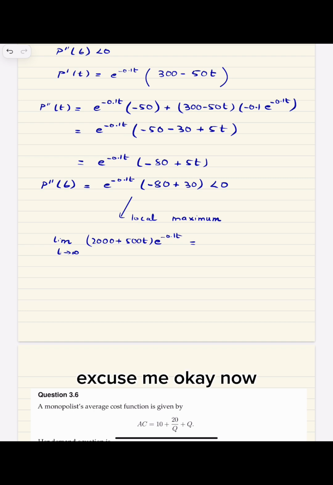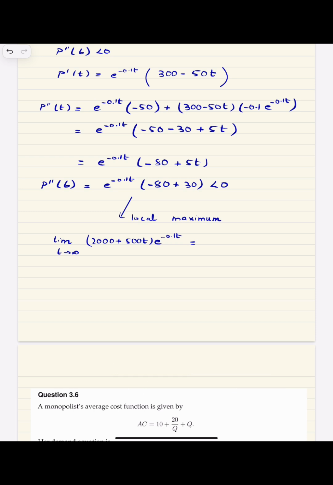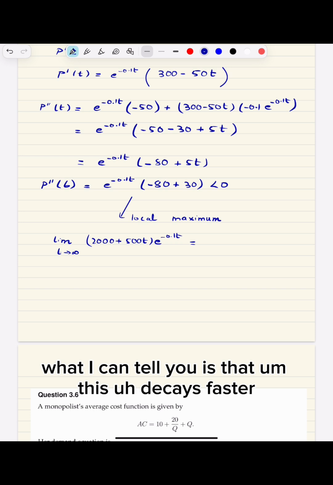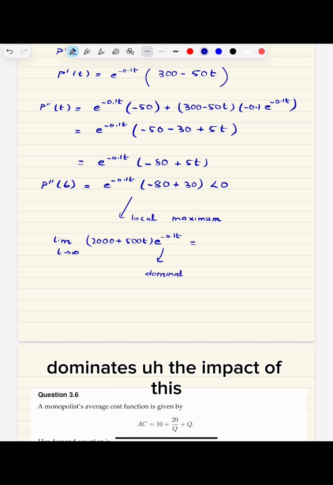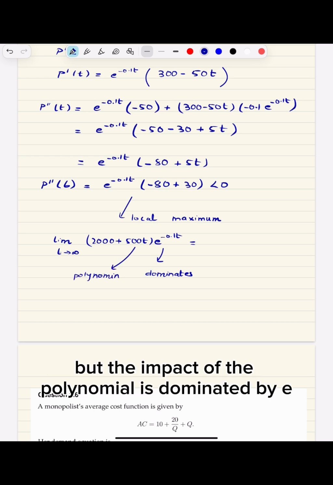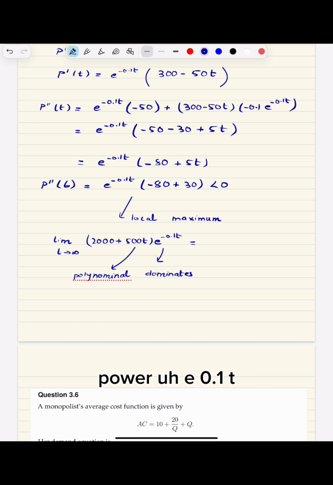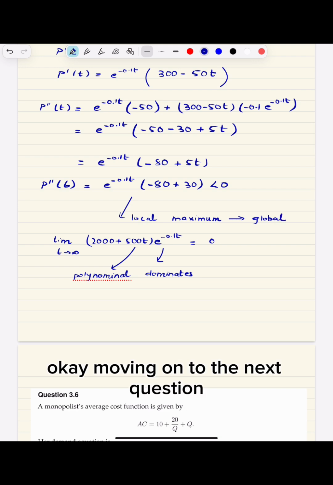Which means we need to apply the L'Hopital result. However, what I can tell you is that this decays faster, so it basically dominates. The impact of this dominates the impact of this. So the impact of the polynomial is dominated by e to the minus 0.1t, so it does converge to 0. Therefore, the local maximum is going to be a global maximum. Okay, moving on to the next question.